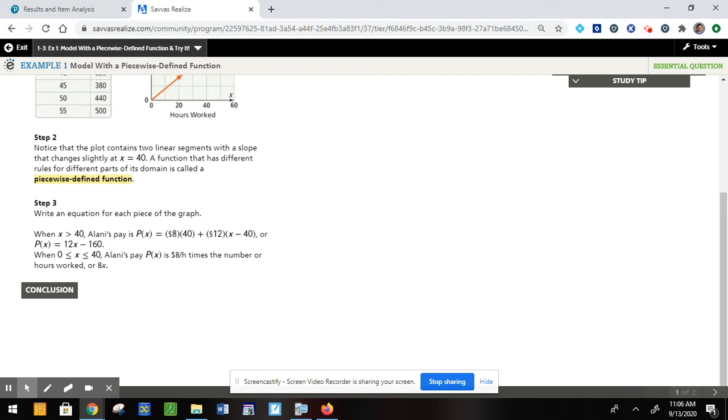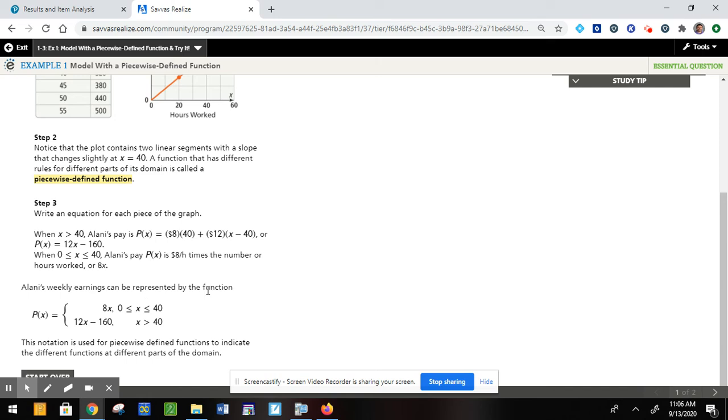So let's say she worked 43 hours. 43 minus 40 would be 3, and 3 is what's getting multiplied by 12 because she's only getting that $12 rate for those 3 hours, not the other 40. And again, the other 40 were already included in that 8 times 40. When you put all that together, it'd be 12x minus 160. Okay.